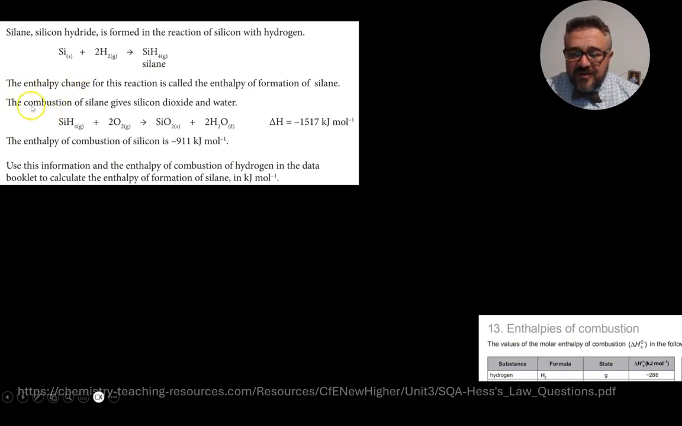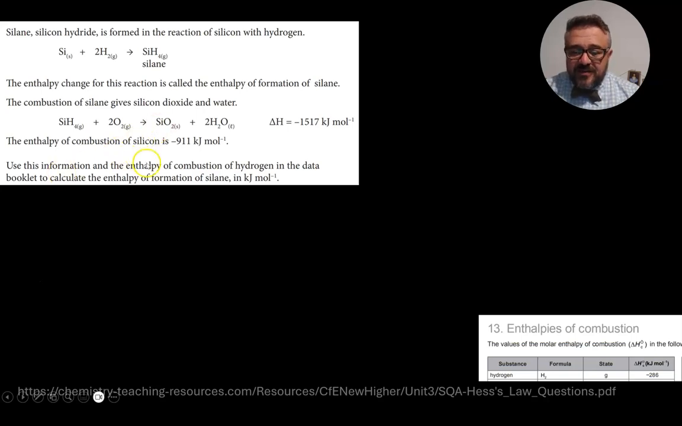So the combustion of silane gives silicon dioxide and water. Here we have silane plus oxygen gives us silicon dioxide plus water. These are two we can work with, and they give us an equation for that. So the enthalpy of combustion of silicon is minus 911 kilojoules per mole, but you don't see an equation there, do you? But you probably know what the product of that reaction is going to be, right? The combustion of silicon is going to give you silicon dioxide.